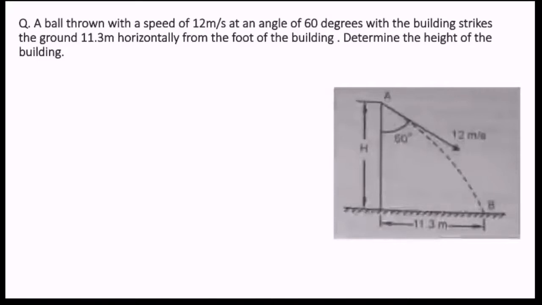Now we have seen previously that we need to divide the entire motion into horizontal and vertical components. Hence we need to resolve this velocity of 12 meter per second, which is inclined at 60 degrees, into two components, horizontal and vertical. So resolving it, I will get the velocity in x direction as 12 sin 60 and velocity in y direction as 12 cos 60. Now we will analyze this problem by considering two motions, horizontal and vertical. Let us start with horizontal motion.